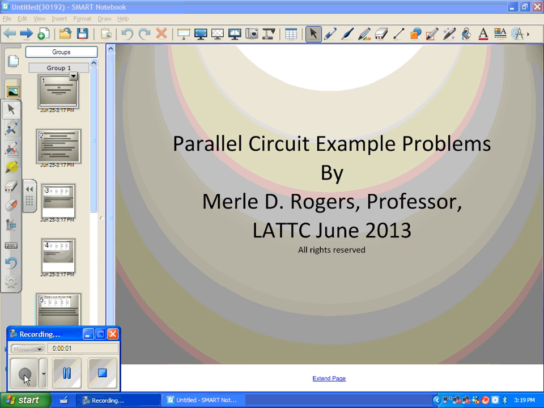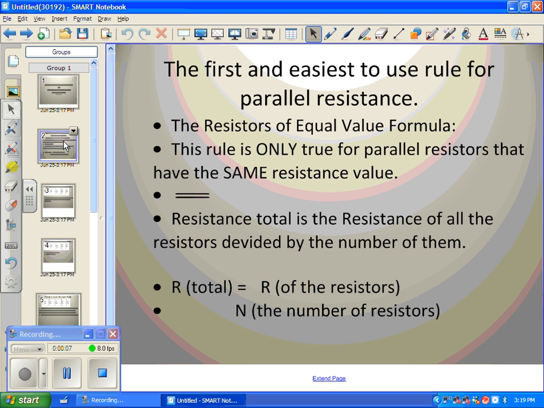We're going to do a couple examples now of the different methods of solving problems that are parallel. Okay, first easiest rule for parallel circuits. My formulas have all dropped out. I cannot believe this. Okay, RT is equal to R divided by the number. We did an example a little while ago, but let's just do one off the top of our heads.